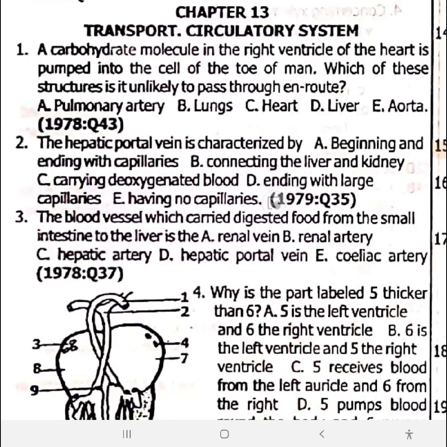Welcome back to the next chapter. This is chapter 13. In this chapter, we'll talk about transport system and also circulatory system.